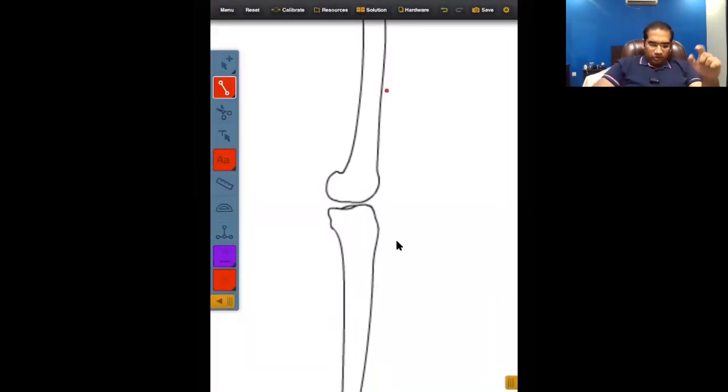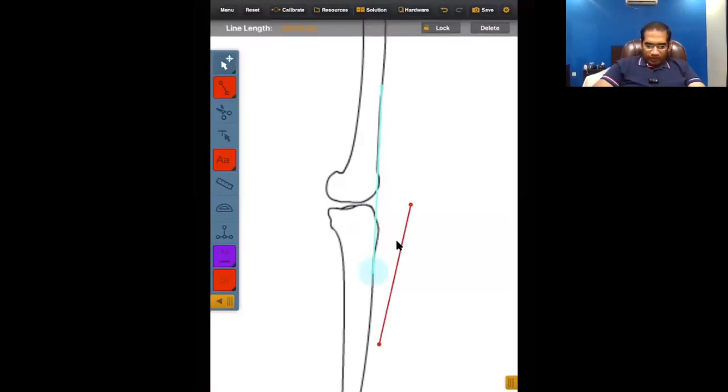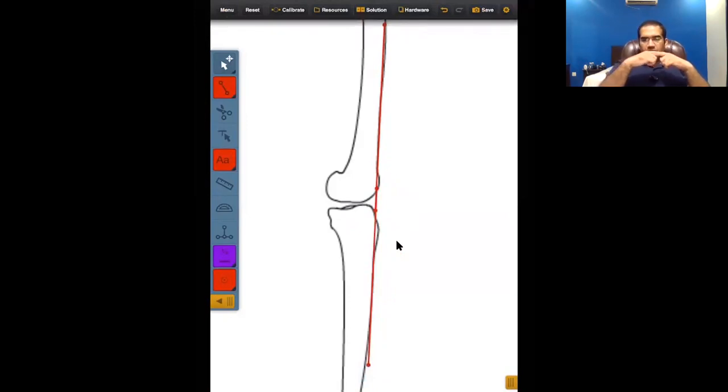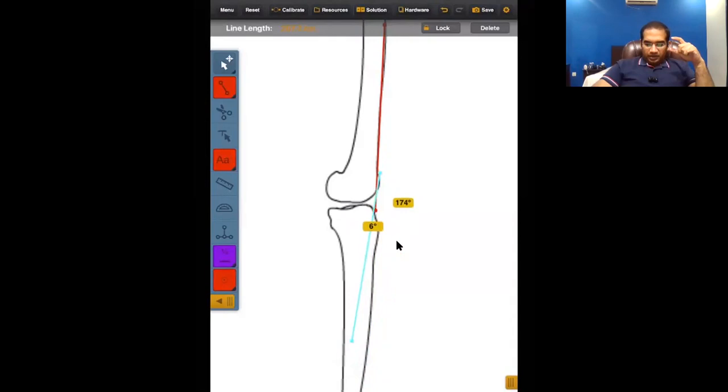You all heard when I drew the lines along the anterior cortex? Let me quickly draw these lines again. Here I have drawn the reference line along the anterior cortex of the femur, and here along the anterior cortex of the tibia, and where these two lines make an angle. If they are parallel, it's normal. If the angle is in this direction, there is a flexion deformity, and if it's in this direction, there is a hyperextension. I'll show you the scenarios.